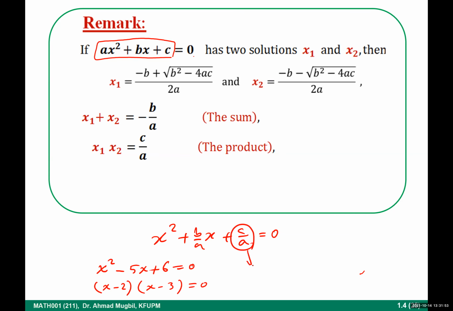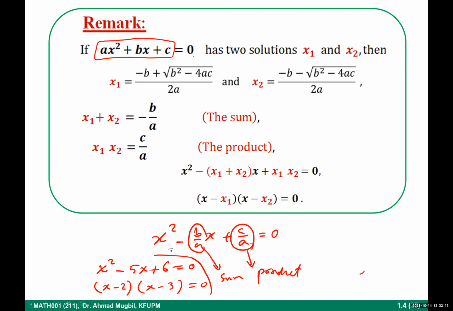Now it is in general the same. This is the product, and here is negative the sum. If it is written with a negative, it will be the sum. If it is plus, it will be negative the sum. And this is exactly what we have. In fact, any quadratic equation, if you divide both sides by the coefficient of x squared, you will get here the product and here negative the sum. And according to that, you can factor it as x times x minus 1.